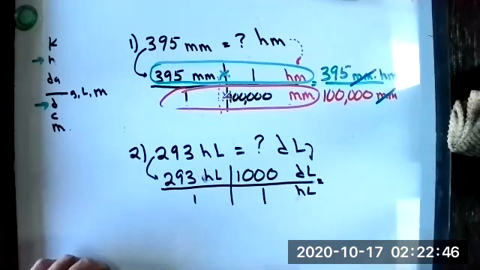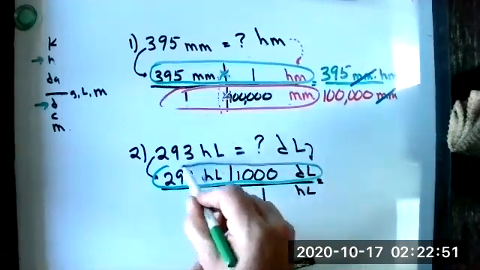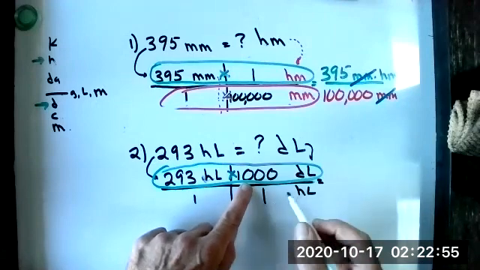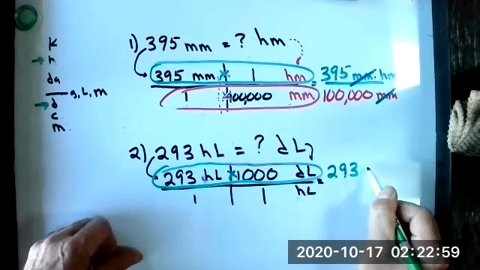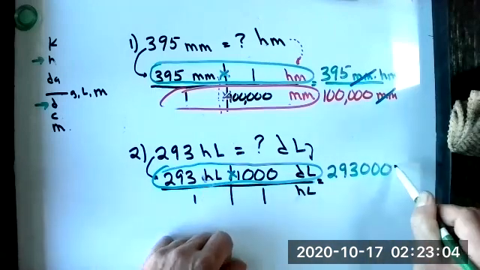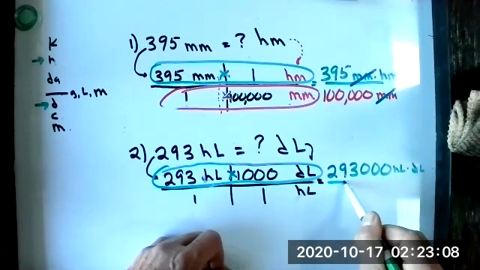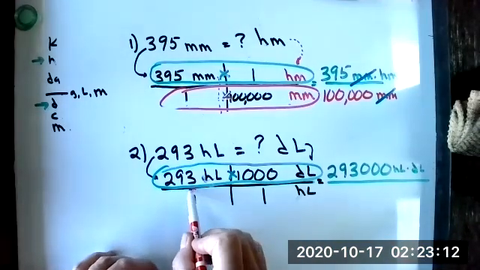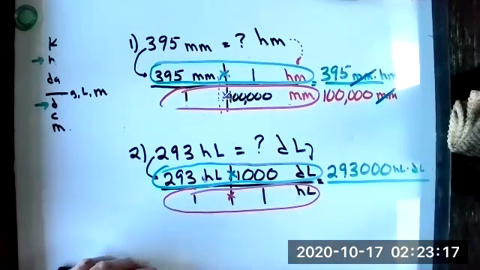And now we multiply. Let's multiply all these tops. Looks like 293 times 1,000. Holy smokes. 2, 9, 3, 1, 2, 3. Hectoliter times deciliter. Bottoms. Oh, you gotta love this. It's almost too good to be true, but it is true.